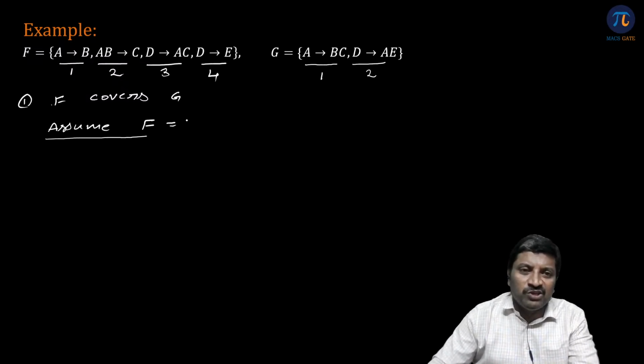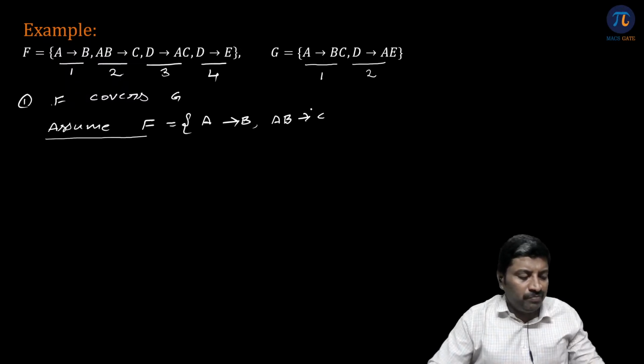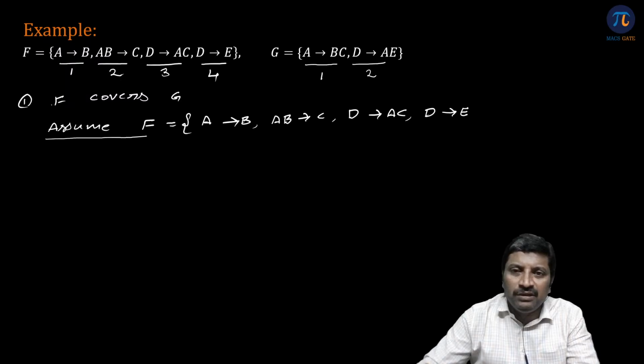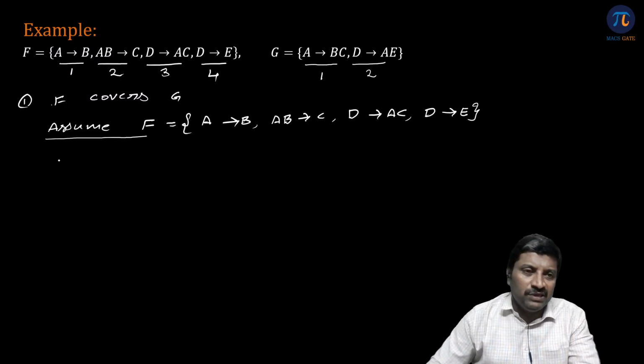Assume F. What does it mean? We need to assume the FDs in F: A implies B, AB implies C, D implies AC, D implies E. These are the FDs. Let us verify G.